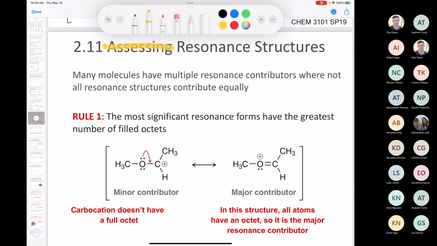How do you determine whether one is a greater contributor than another? Well, you follow these rules. The first rule is this. The most significant resonance form is going to be the one that has the greatest number of filled octets. I actually showed you this rule this morning before we learned it. But if you look at these 2 resonance structures here, there's nothing wrong with either of them. However, the one on the right is the major contributor because in it, the carbon has a complete octet. Okay, the oxygen also has a complete octet. And if you're saying, well, how does it have an octet? It's got a charge. Just because something has a charge doesn't mean it doesn't have an octet.